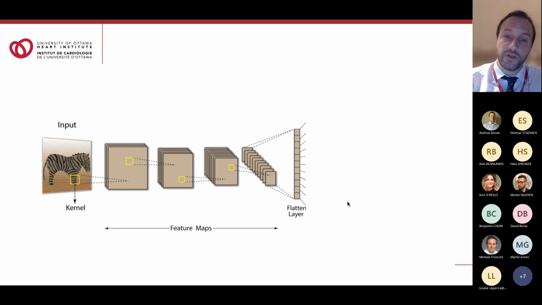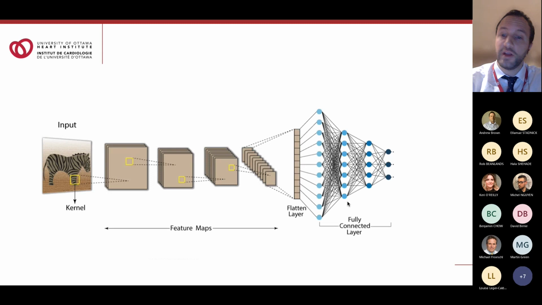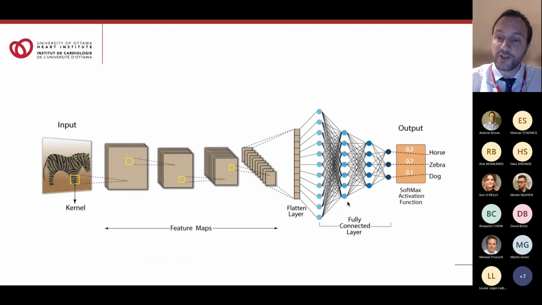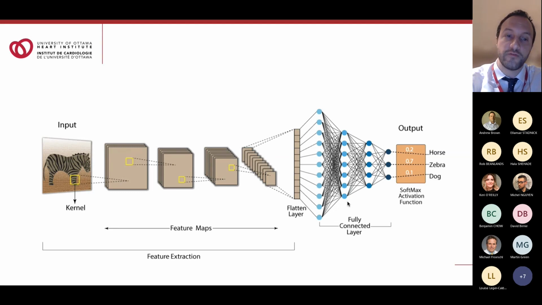Eventually, we feed the results of this into a fully connected neural network, as we discussed earlier in the presentation. And the outputs of this, essentially, is a statistical prediction of what object is in our input image. So this is really the feature extraction process that happens in a convolutional neural network. We have a classifier at the end and then our probabilistic distribution.